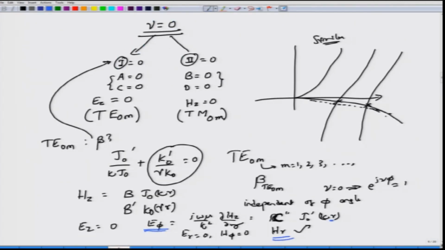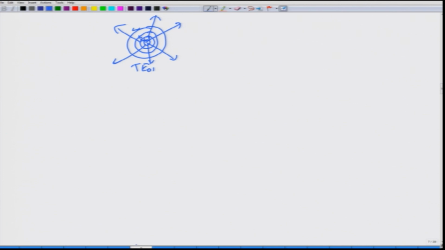So, you have Hr which goes as J0 prime kappa r, and this is how the field lines would look for the magnetic field in the direction Hr. I am plotting this one in the r phi plane. So, electric fields will be circling in.